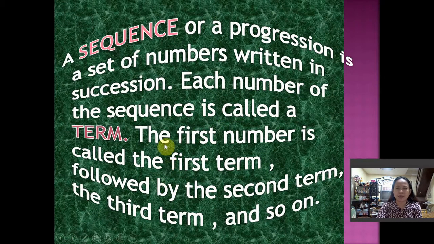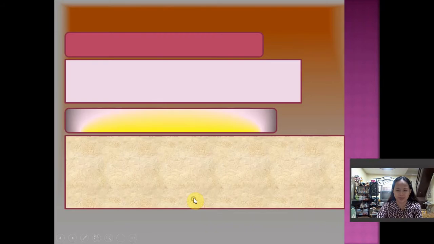A sequence or a progression is a set of numbers written in succession. Each number of a sequence is called a term. The first number is called the first term, followed by the second term, the third term, and so on.